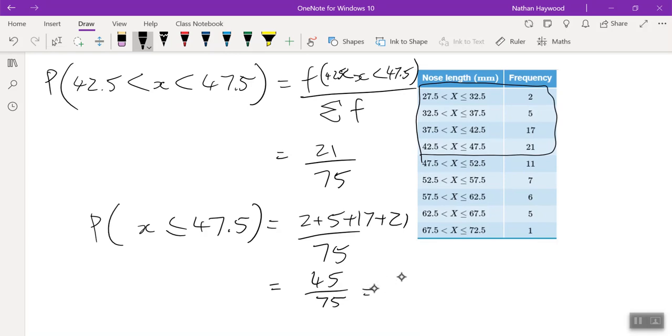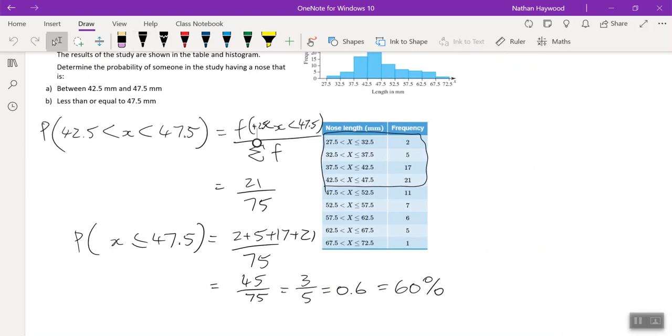3/5. Quick maths, which is 60% chance we're going to find a person that has a nose less than or equal to 47.5 centimeters long. Shall we test it? Start measuring your noses.